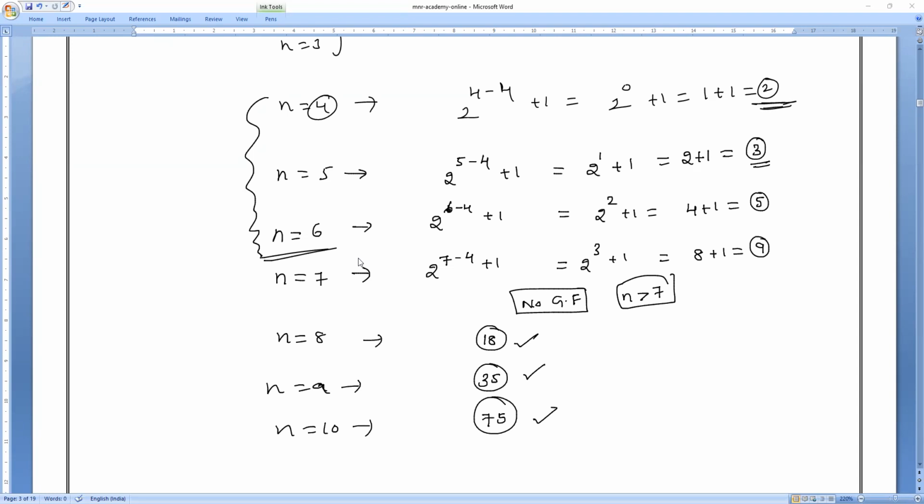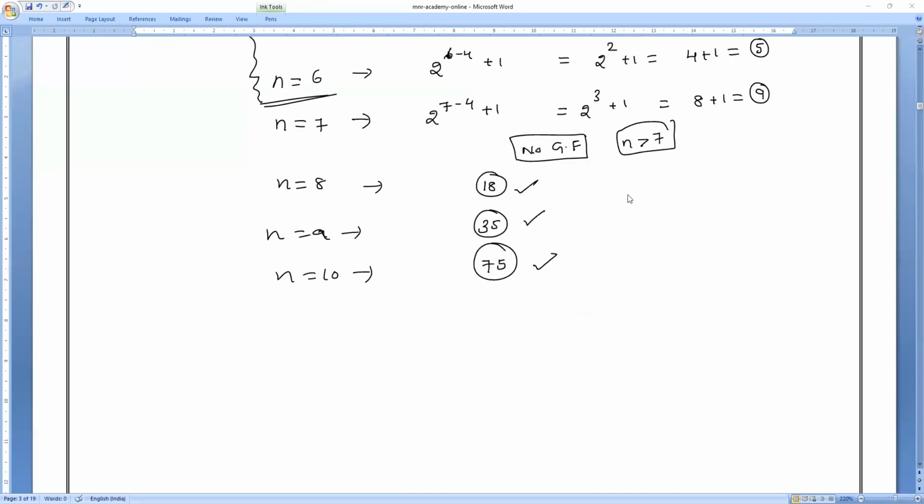Anybody having any doubt, you can ask me, or else we'll proceed to the isomers of this. N equals 1, 2, 3, 4, 5, and 6. 7 is also not required. Up to 6, at least we should learn. So now, let us start with that.